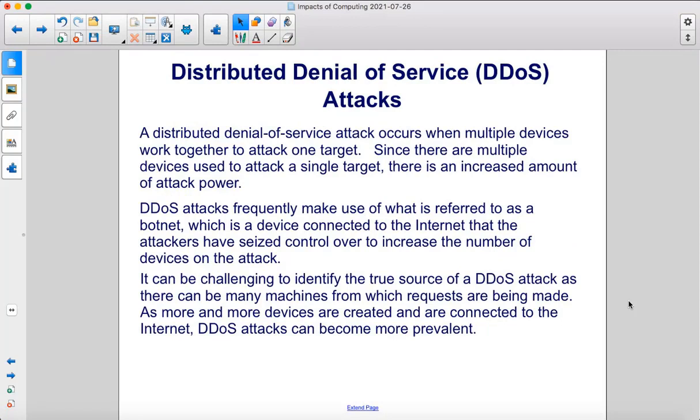A distributed denial of service attack occurs when multiple devices work together to attack one target. Since there are multiple devices used to attack a single target, there is an increased amount of attack power. DDoS attacks frequently make use of what is referred to as a botnet, which is a device connected to the internet that the attackers have seized control over to increase the number of devices on the attack. It can be challenging to identify the true source of a DDoS attack, as there can be many machines from which requests are being made. As more and more devices are created and are connected to the internet, DDoS attacks can become more prevalent.